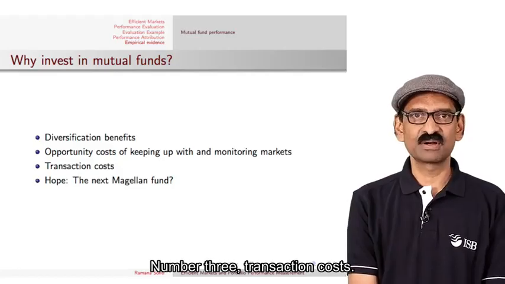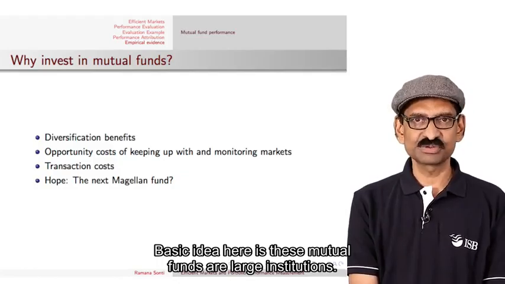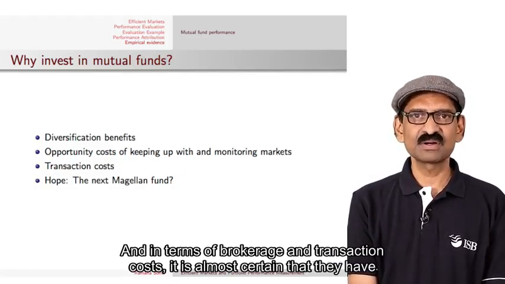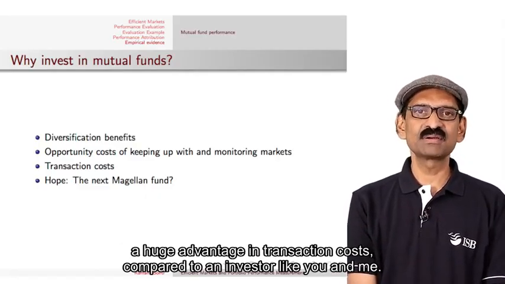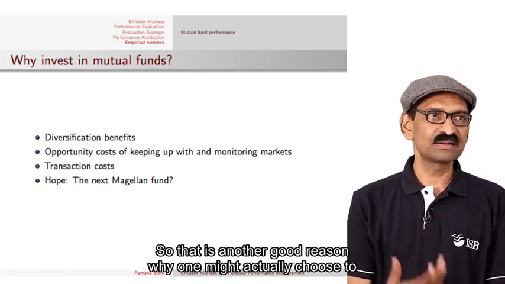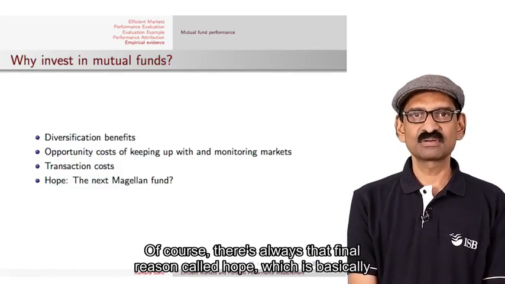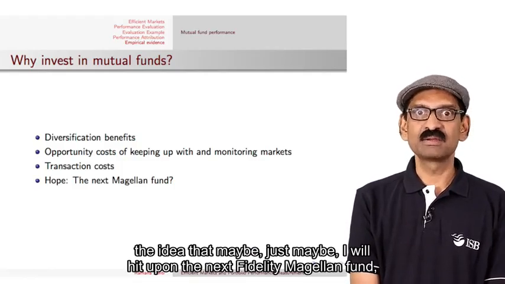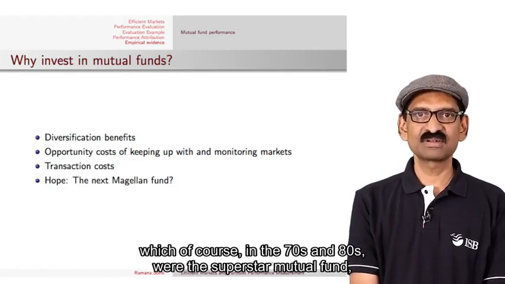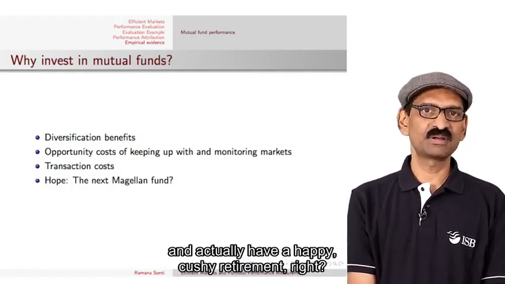Number three, transaction costs. The basic idea here is these mutual funds are large institutions, and in terms of brokerage and transaction costs, it is almost certain that they have a huge advantage compared to an investor like you and me, right? So that is another good reason why one might actually choose to invest in mutual funds. Of course, there's always that final reason called hope, which is basically the idea that maybe, just maybe, I will hit upon the next Fidelity Magellan fund, which of course in the 70s and 80s was a superstar mutual fund, and actually have a happy, cushy retirement, right?